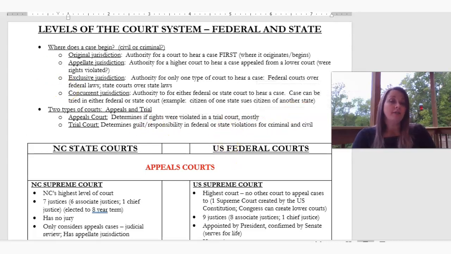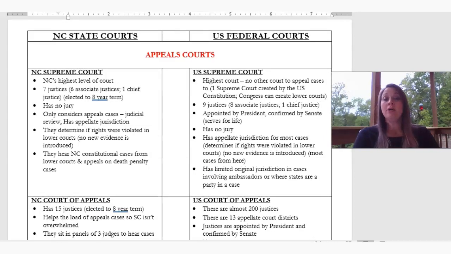Now, if your rights are violated, then what would happen if, let's say, the North Carolina Supreme Court determined that the North Carolina District Court violated your rights? They would remand or send back the case for possible retrial, or they could just let you go, and then that would be it. Nothing else would happen. You would get out of jail. So let's get started by taking a look at the 4 appeals courts.